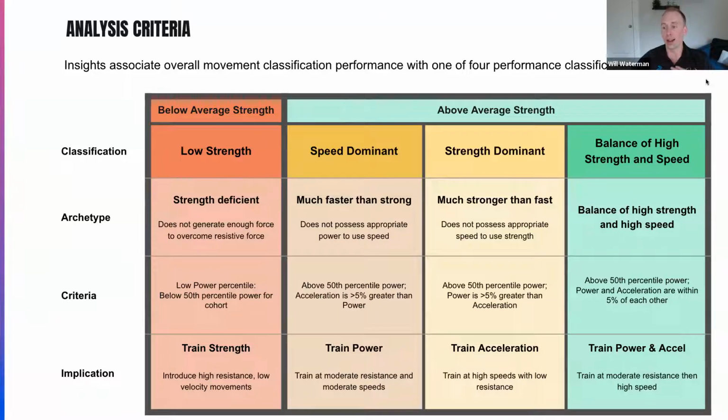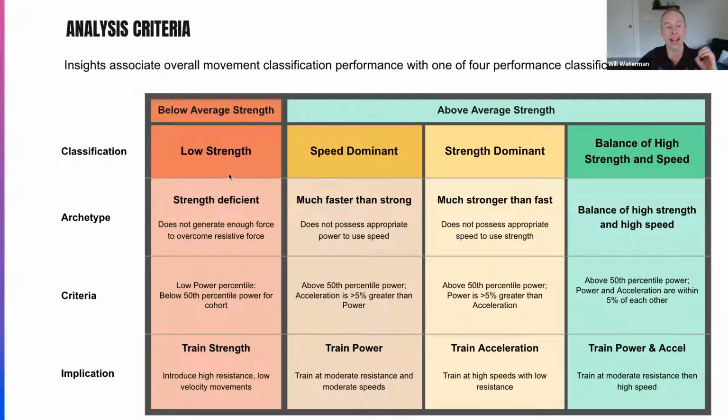So, okay, now let's jump in a little bit to what this actually looks like, okay? If we take a look here, this is our analysis criteria for how we classify performance and movements. Every movement that's done on an insights generating test gets bucketed into its own movement category, and that movement category gets assessed on your performance in power and acceleration, and gets put in one of 4 classifications: low strength, speed dominant, strength dominant, or balance of high strength and speed.